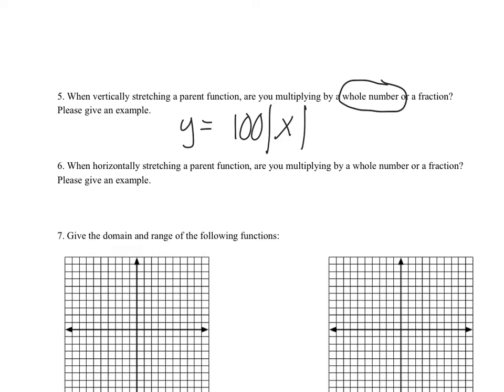Horizontally stretching, right? That's when the function is getting fatter. The graph is going to get fat because from the sides I'm going to stretch it out. So this time I'm multiplying by a fraction, and it's got to be inside. I'll use the absolute value again. It's got to be inside, so it's got to be a fraction. I'm going to use 1 over 100 times x. Right, so those are two different things.